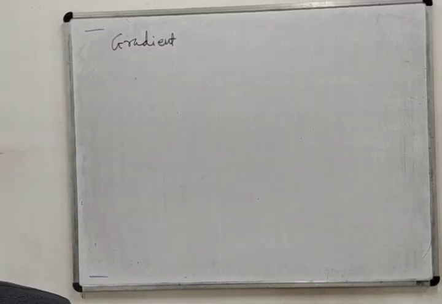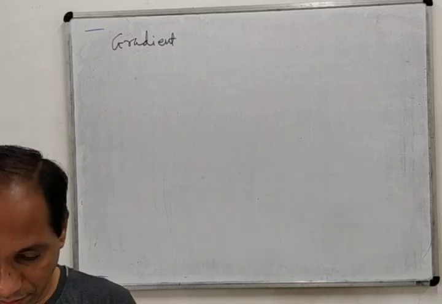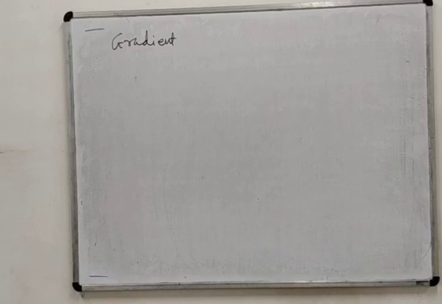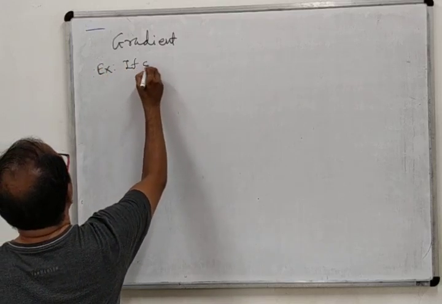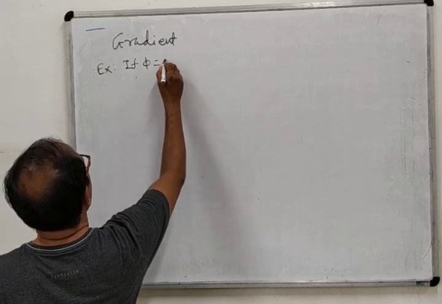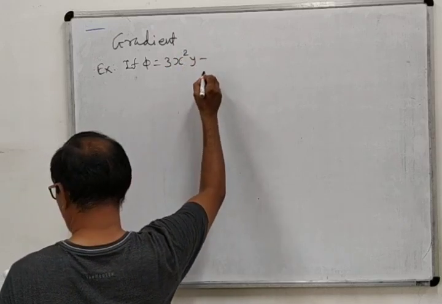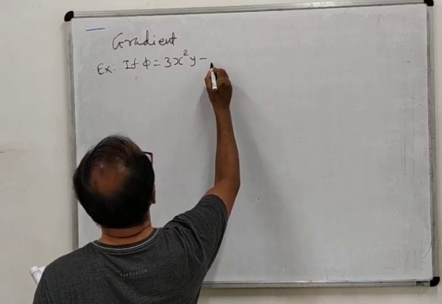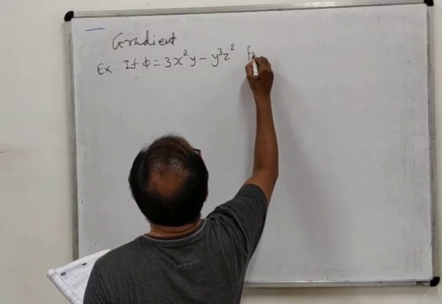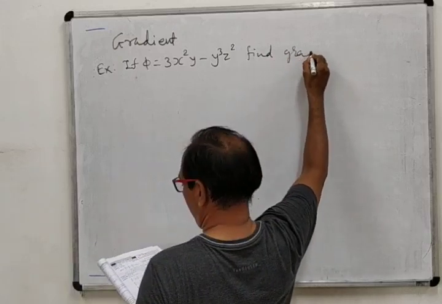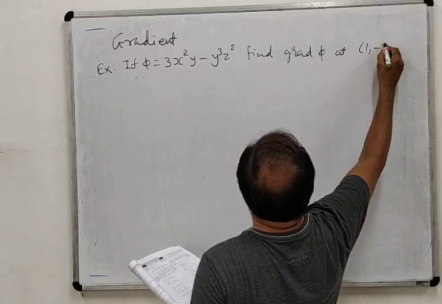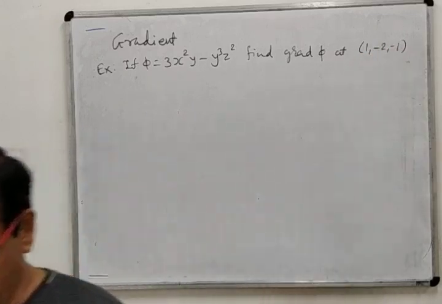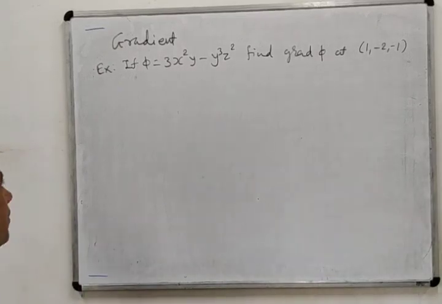Now let us see more examples based on gradient. First of all, let us see a simple example. If phi equal to 3x square y minus y cube z square, then find gradient phi at the point 1, -2, -1. This kind of example is very simple and easy to solve.